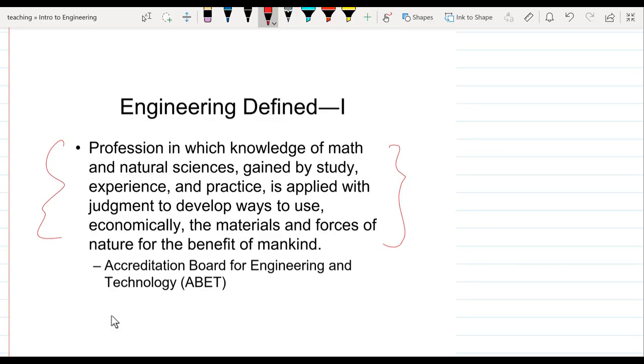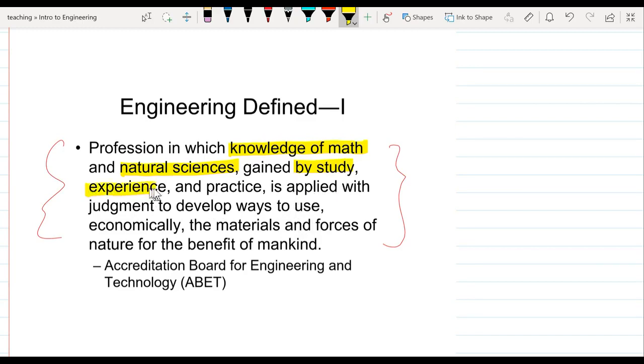And the key highlights that I hope you and anyone who wants to define engineering must observe is that there is a knowledge of engineering involved, knowledge of mathematics and natural sciences. So you must understand mathematics, you must understand science for you to practice as an engineer. Then it is gained by studying. You can't gain it by guesswork or by anything else. So it is gained by studying.